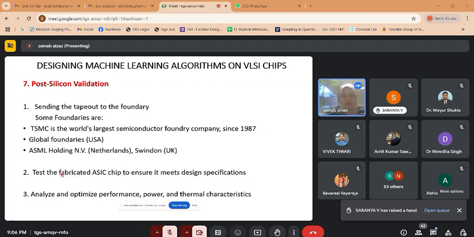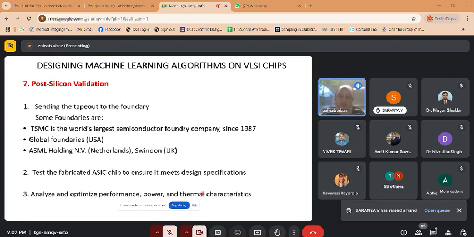So after testing all, you're going to send it, and foundries also check the design specification, right? They provide that for you, and you can analyze and optimize performance and thermal characteristics. Everything means if it's going to work on a satellite, it would have such and such temperature, so it should be suitable for those applications. So everything needs to be tested. This is a problem with ASIC, but not with FPGAs, right?